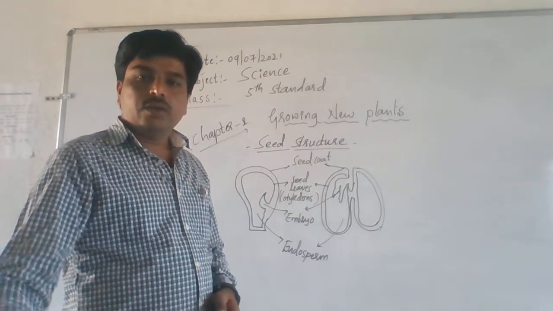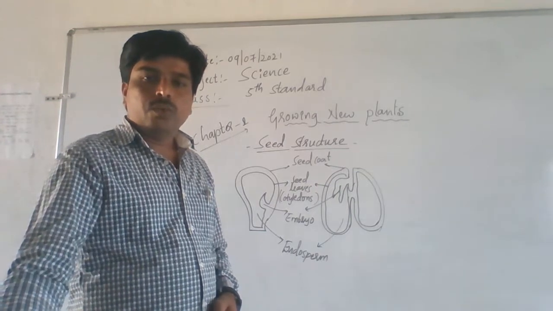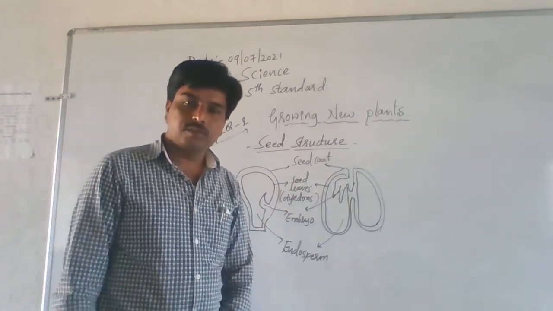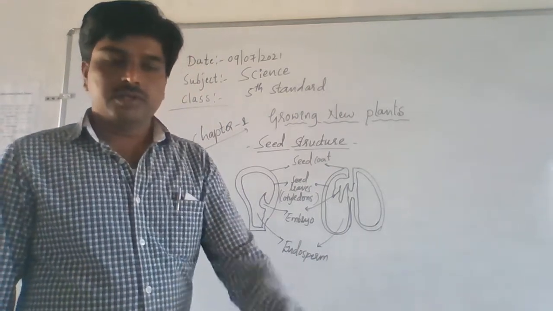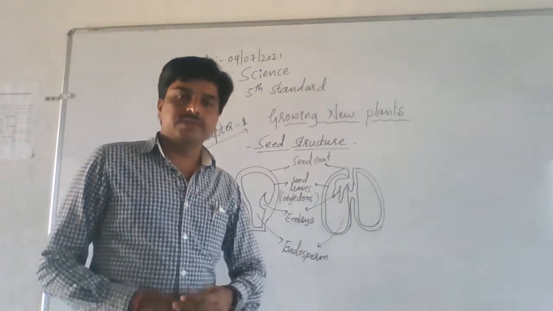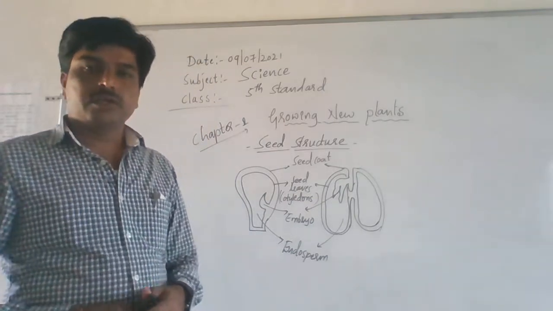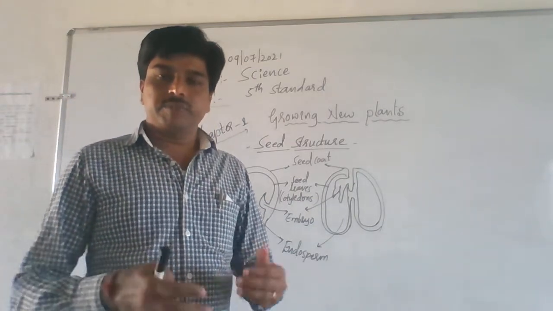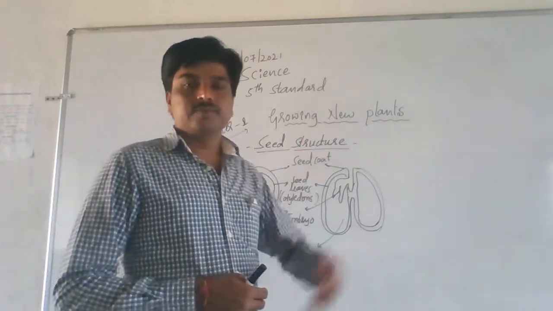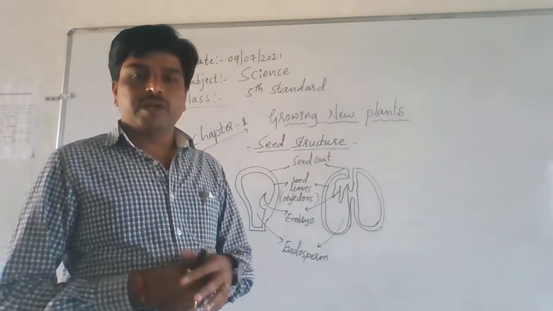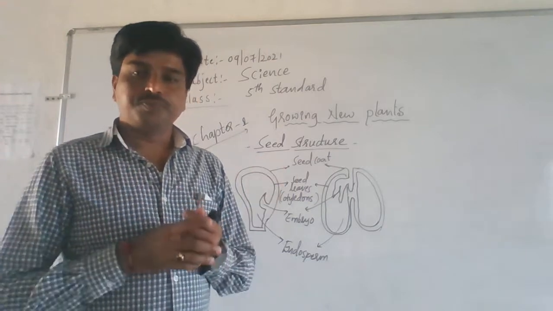So already we have started the syllabus from last class. Your first chapter is growing new plants. Just remember what I explained in the last class of this chapter. Producing new plants we call plant reproduction.